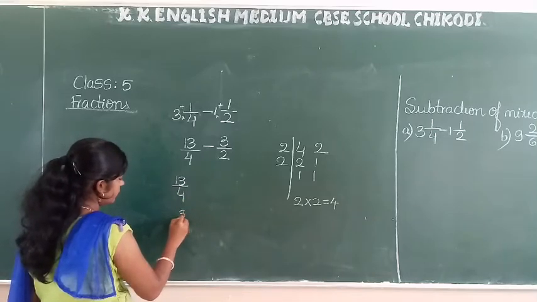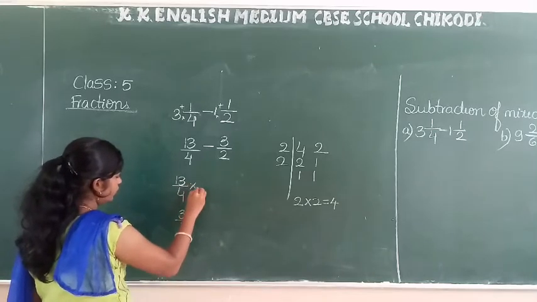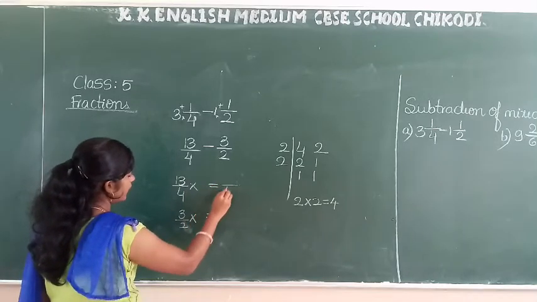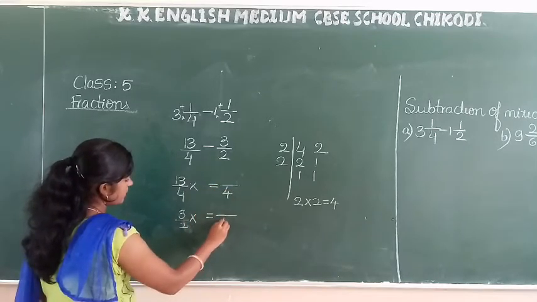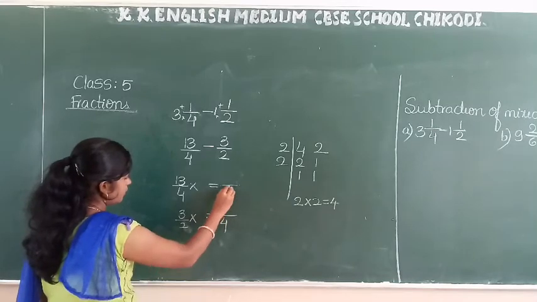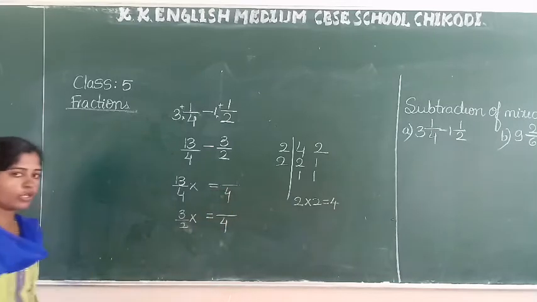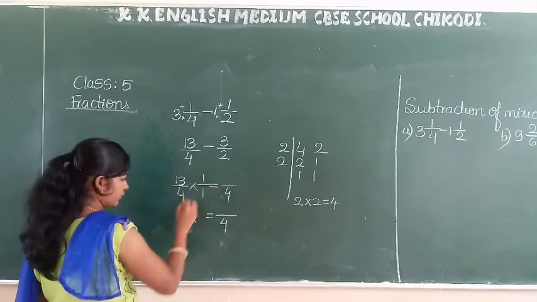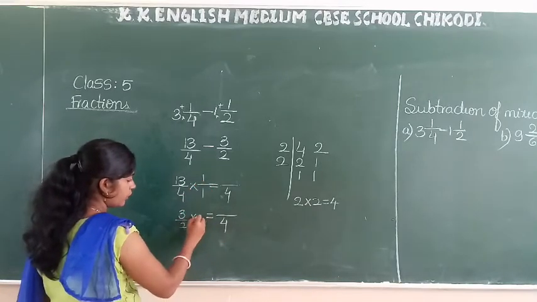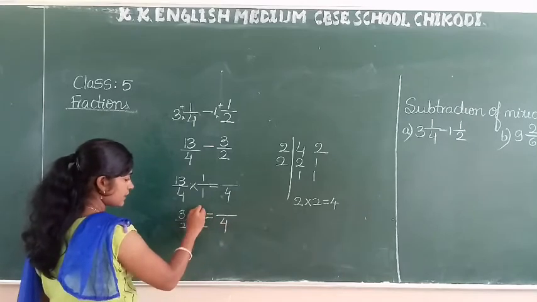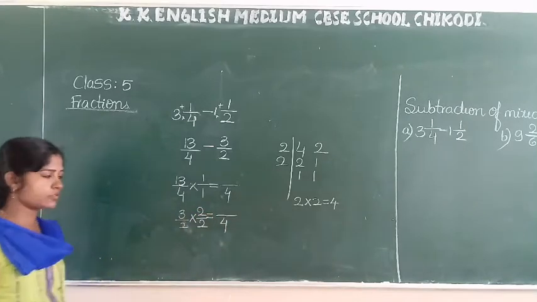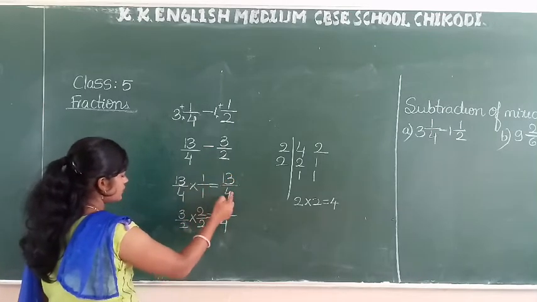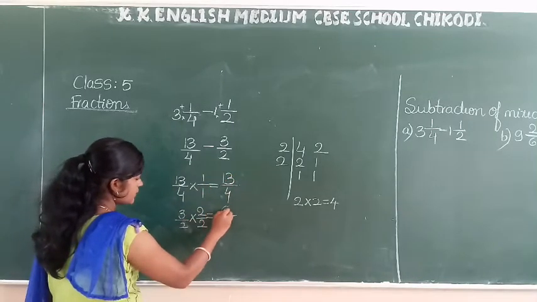Next, same procedure. 13 by 4. Okay. Here 3 by 2 equals. Here what do I have to take? 4, because my LCM is 4. Then tell me, 4 how much are 4? 4 1s are 4. Okay. 2 how much are 4? 2 2s are 4. The same number you have to take in the numerator also. Next, 13 1s are 13. 4 1s are 4. 3 2s are 6.